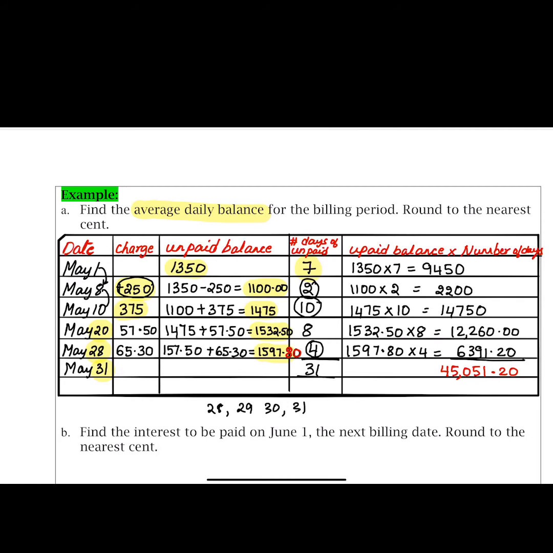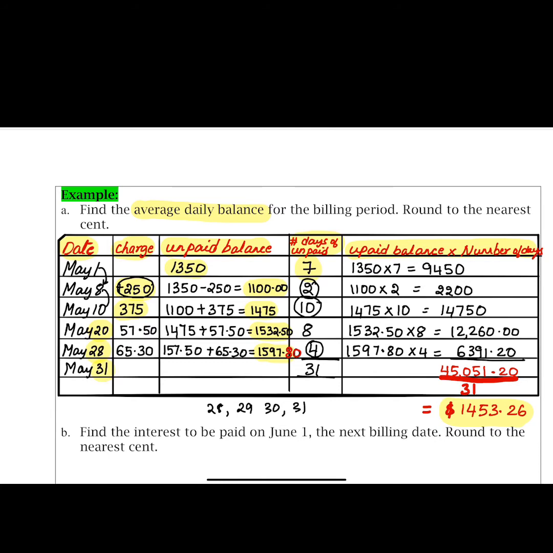So when I go ahead and divide this one, how many days do I have in May? I have 31 days. So what do I end up with? I have $1,453.26. So my average daily balance here is $1,453.26. What I want you all to do is pause the video, rewind it, and play it again so you can see every step. The main important steps are to write your date, column for date, column for the charge, your unpaid balance, number of days, and unpaid balance times number of days.